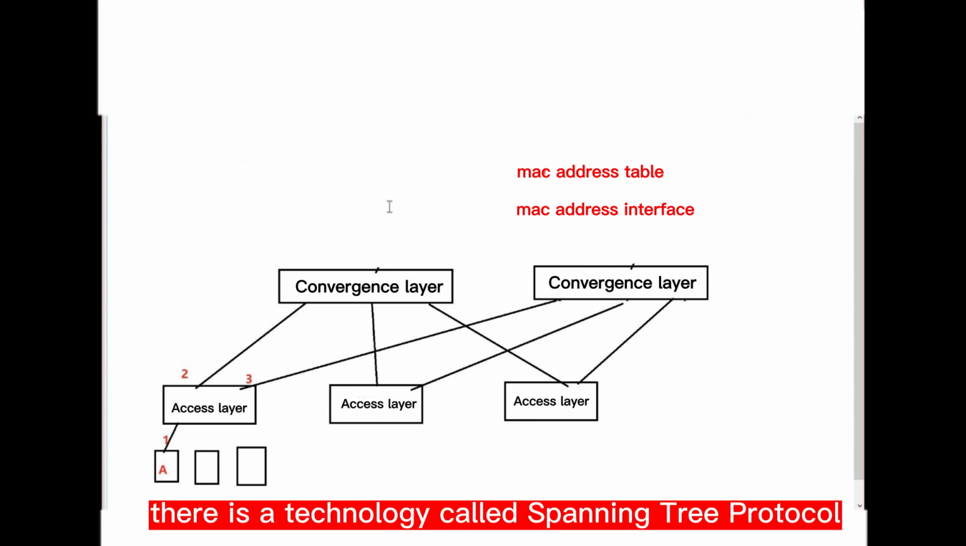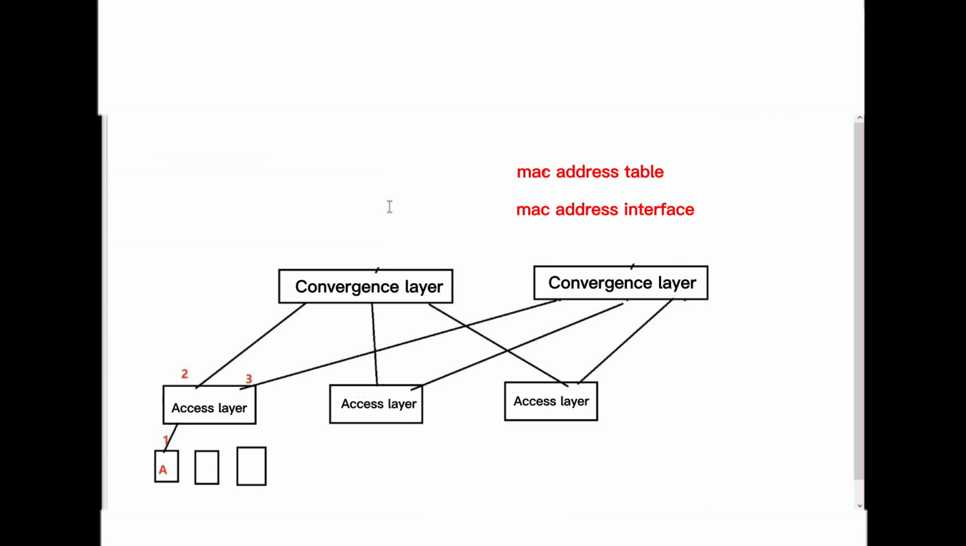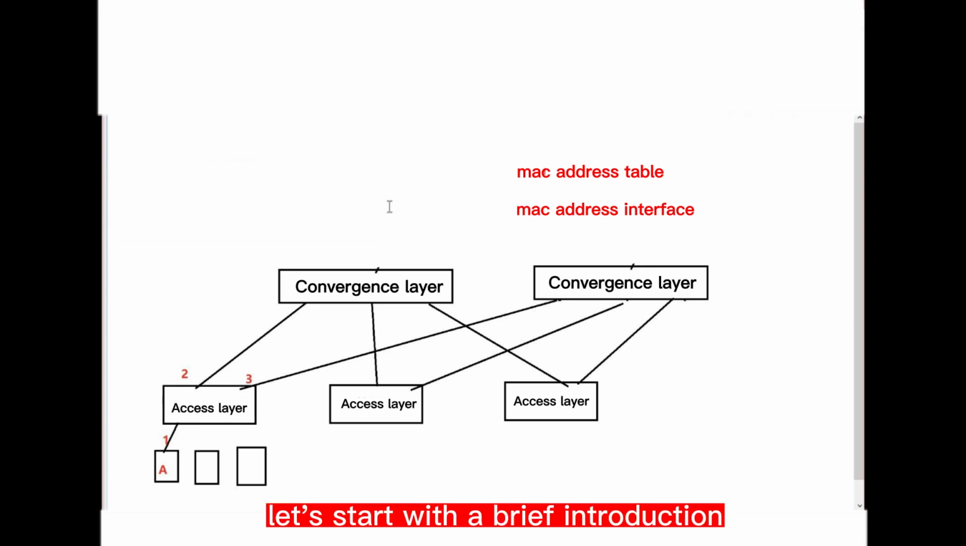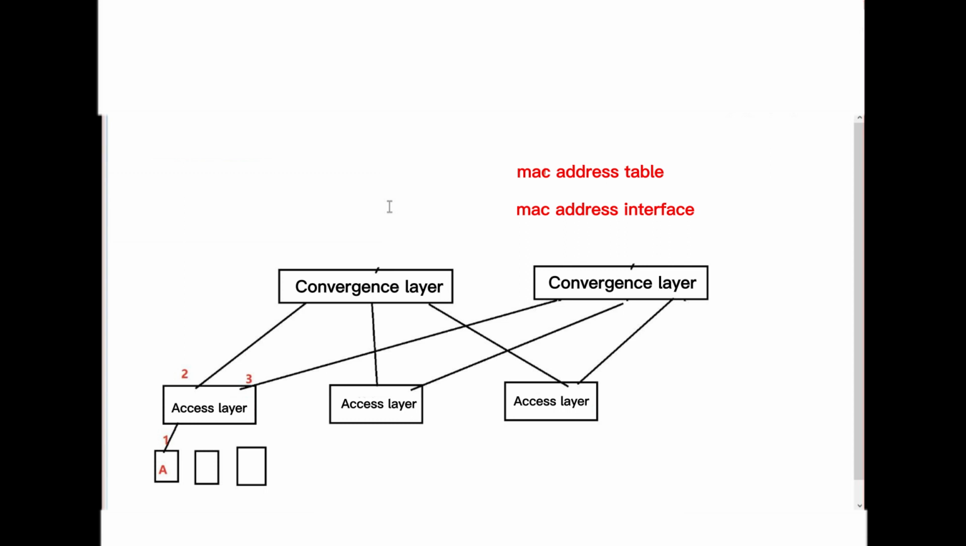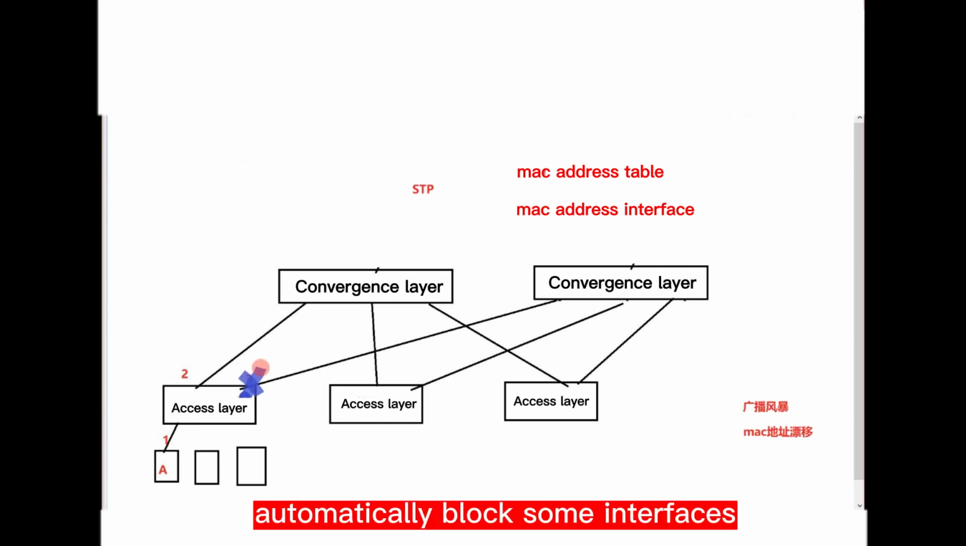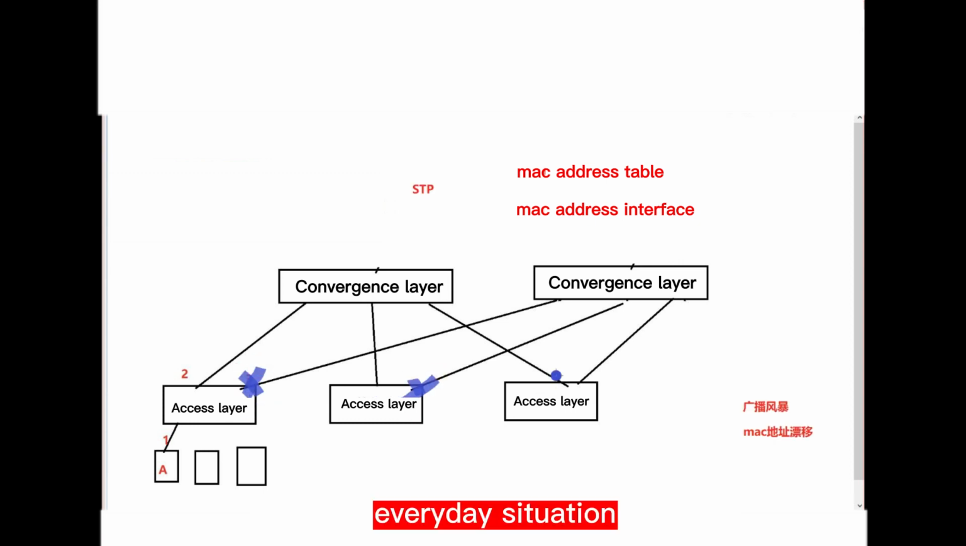There is a technology called Spanning Tree Protocol, called STP. Let's start with a brief introduction. For example, if there is a loop and a broadcast storm, then it can automatically block some interfaces. In everyday situations, this blocking is not to turn it off, but to mention one more thing.